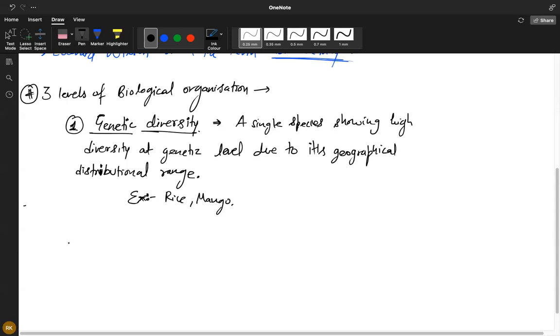The second level at which there is lots of diversity, let's go one level up, is species diversity.